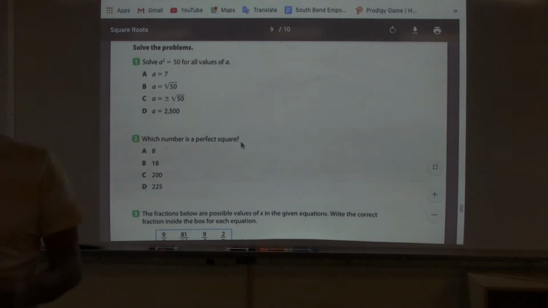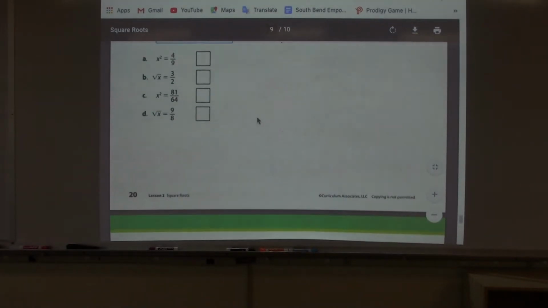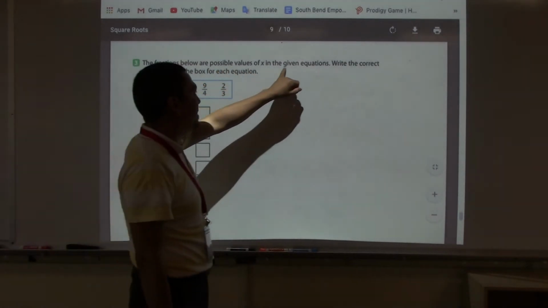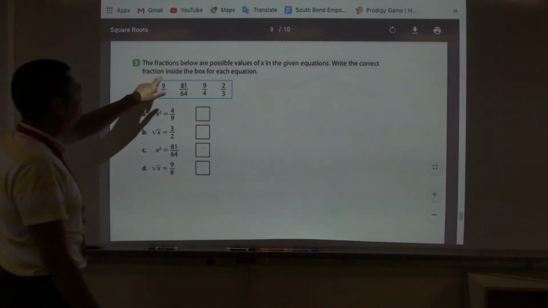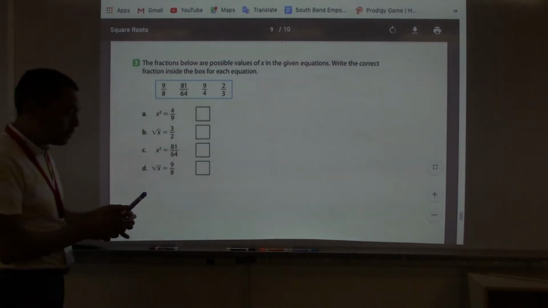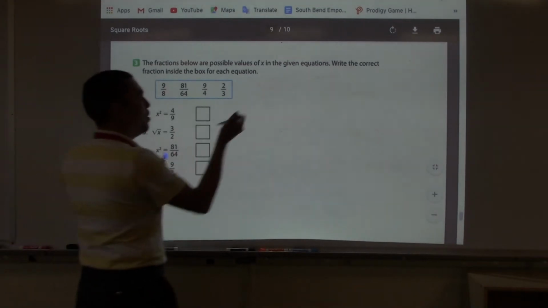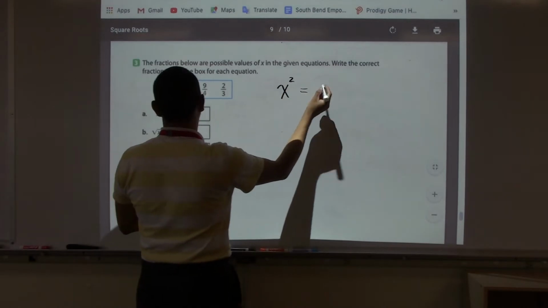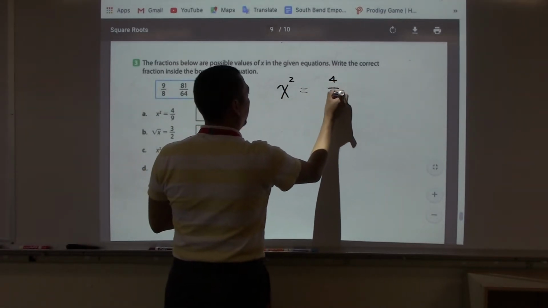Now we move to the next page, still on page 20. It's asking, the fractions below are possible values of x in the given equations. Write the correct fraction inside the box for each equation. So I'm going to start with A. So you have x squared is equal to 4 over 9.